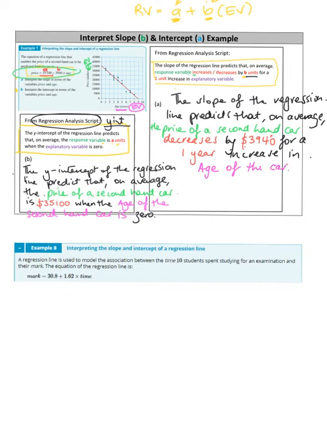All right, again, read it back, make sure it makes sense, because sometimes when you're first starting to do this, it won't always make sense. So the slope of the regression line predicts that on average the price of a second-hand car decreases by $3,940 for a 1 year increase in age of the car, or age of the second-hand car. That sounds all right. So I can leave it at that.